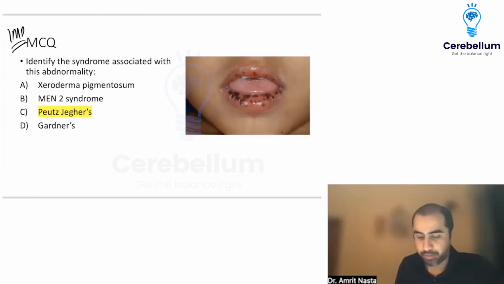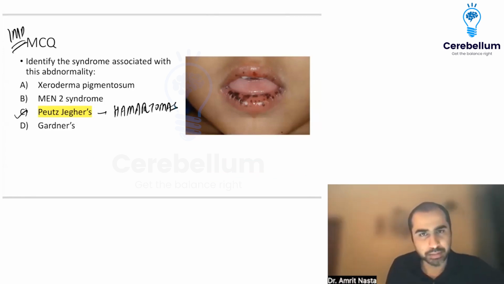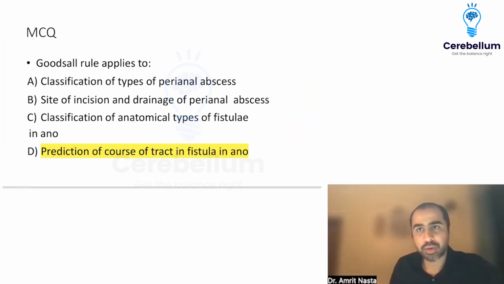What syndrome is associated with these lips? So this is Peutz-Jeghers syndrome. Okay, remember in Peutz-Jeghers, you get hamartomas. It is non-neoplastic. You get hamartomas. STK11 mutation. Yeah. Favorite question. What is this?